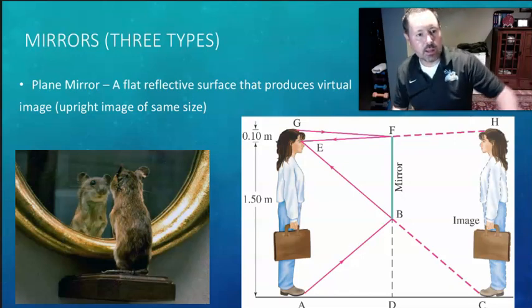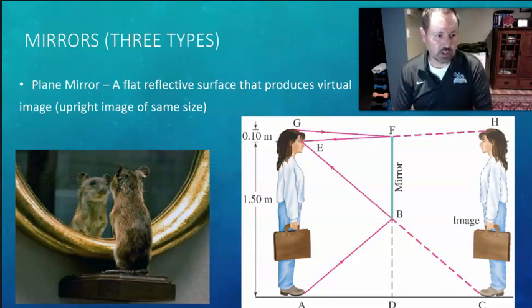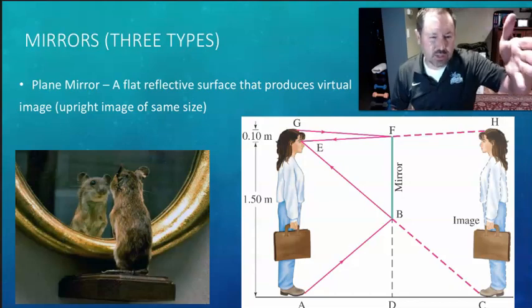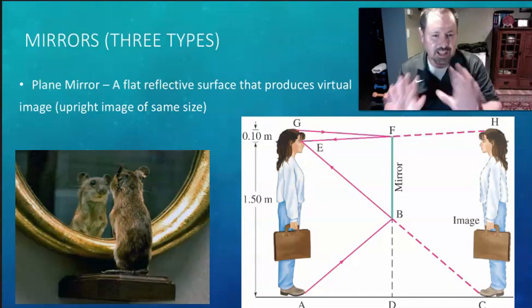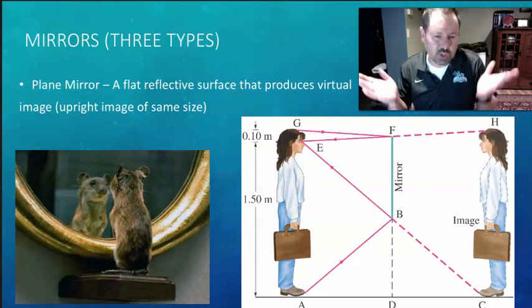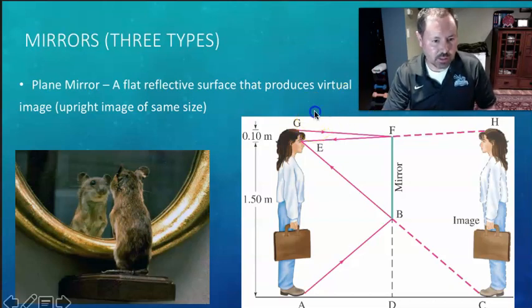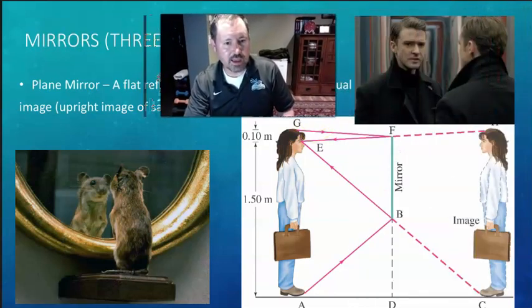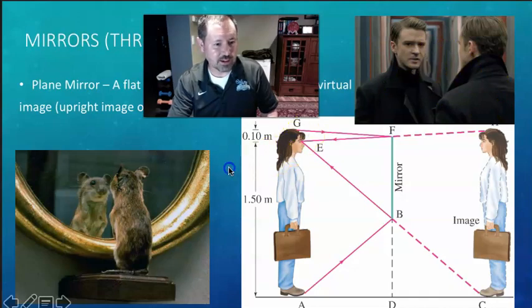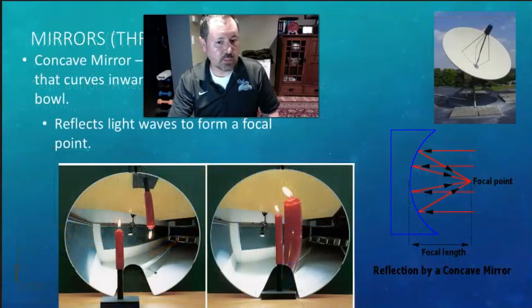A plane mirror produces a virtual image. That's an upright image of the same size. I got to be honest, you don't need to know the term virtual image. That's not testable material, but that's what it's called, a virtual image. So let's go on. Oh, mirrors. That's the song. Okay, let's go on to another mirror, right?